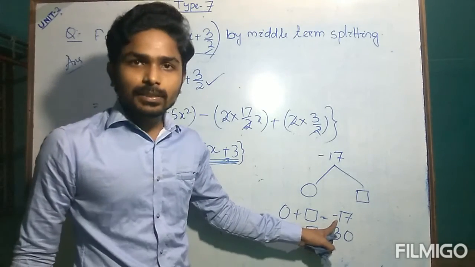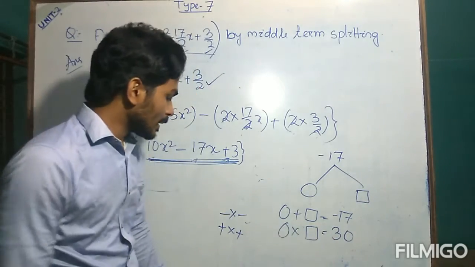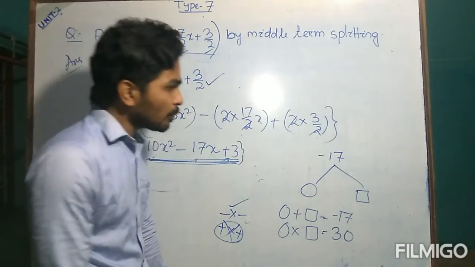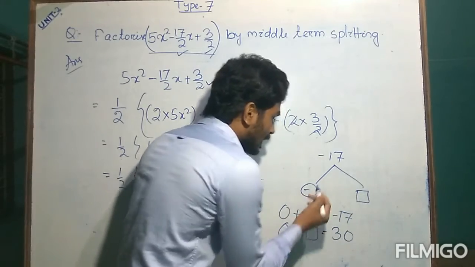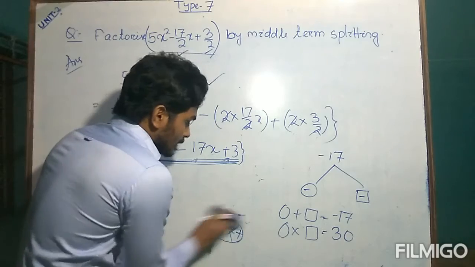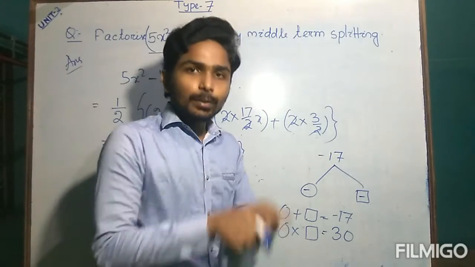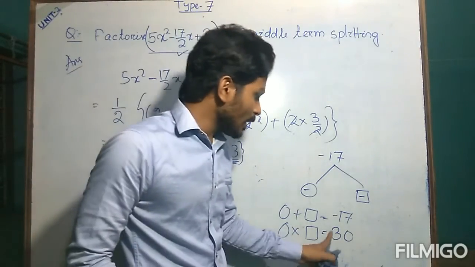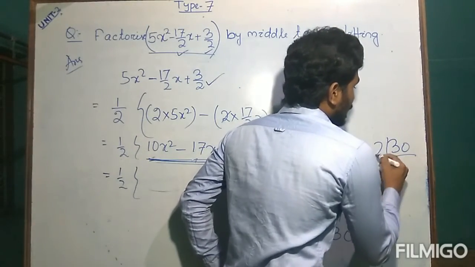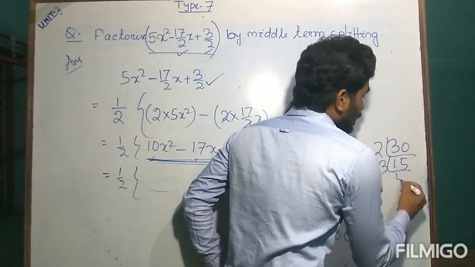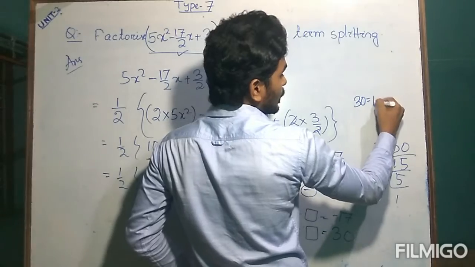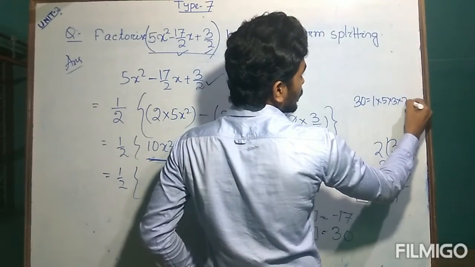But the addition gives rise to a negative term. That means plus into plus is not applicable, only minus into minus is applicable. So out of these two numbers, one must be negative, and the other also must be negative. Since we are going to split minus 17 into two parts, we first have to factorize 30. So let us factorize 30: 2, 15, 3, 5, 5, 1. So we get 30 is equal to 1 into 5 into 3 into 2.